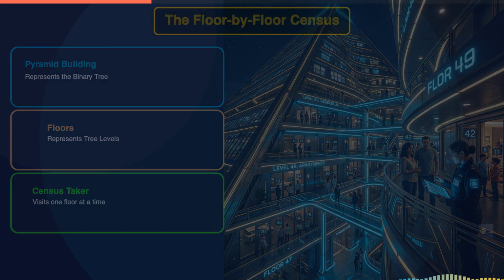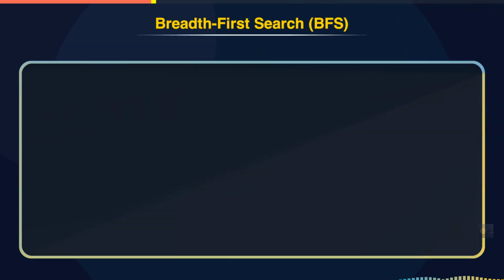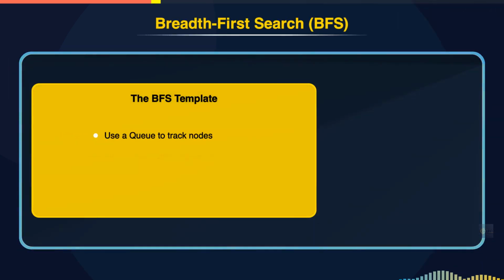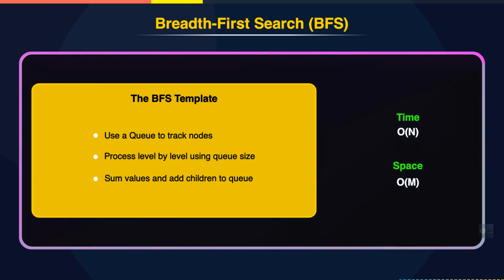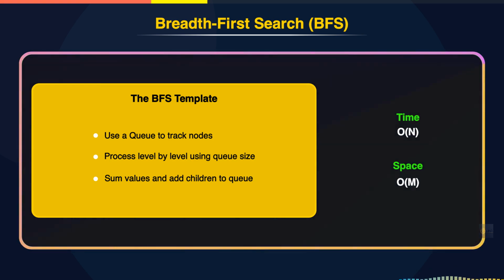To implement this floor-by-floor approach, we use breadth-first search, or BFS. We'll use a queue to keep track of the nodes. First, we push the root into the queue. Then, while the queue isn't empty, we record the number of nodes currently in the queue, which represents the size of the current level. We iterate exactly that many times, popping each node, adding its value to a running sum, and pushing its children into the queue for the next level. After processing all nodes in the current level, we calculate the average and add it to our result list.